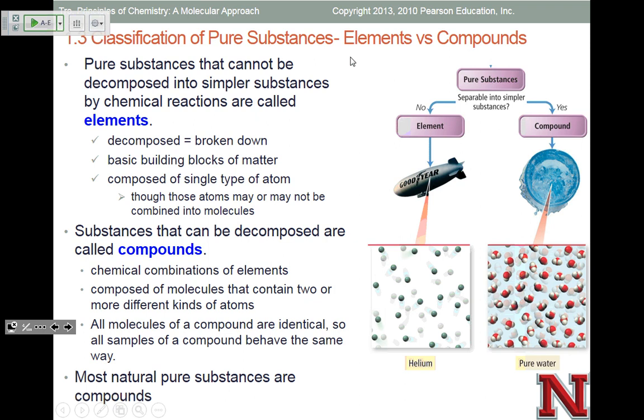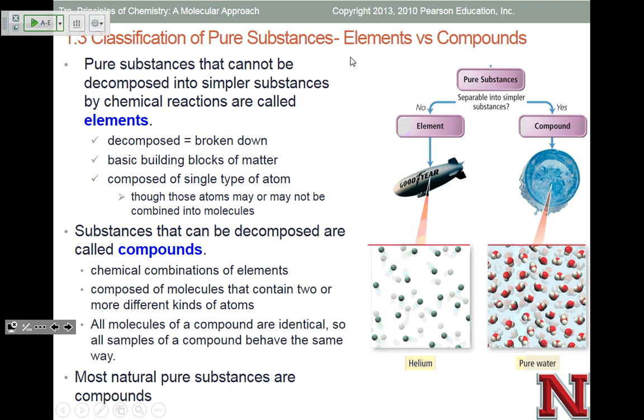Most natural pure substances are compounds. There are a couple of elements that exist as elements, but even when we talk about elemental chlorine, we're talking about Cl2 and not just Cl. Elemental hydrogen, we're talking about H2 gas.